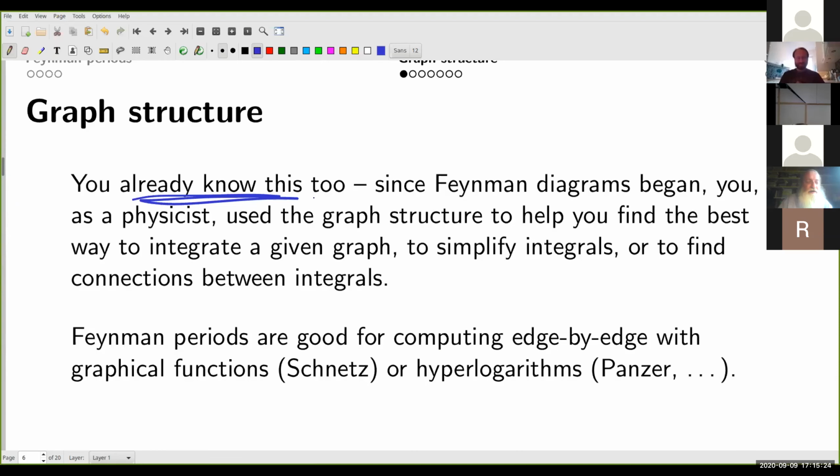Because right since Feynman diagrams began, you use the graph structure to try to help you find the best way to integrate a given graph or find connections between integrals or things like that. And we've already seen examples of that, and you guys know other examples of that. The Feynman periods in particular are good for computing edge by edge. And there's techniques for doing that. And here's a few of them. You can use these graphical functions of Euler-Schnitt. So you can use hyperlogarithms, which is closer and related to many of the techniques that we've heard about here.